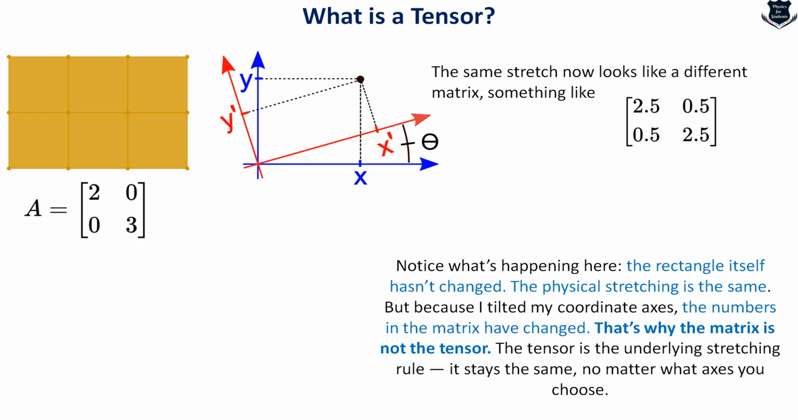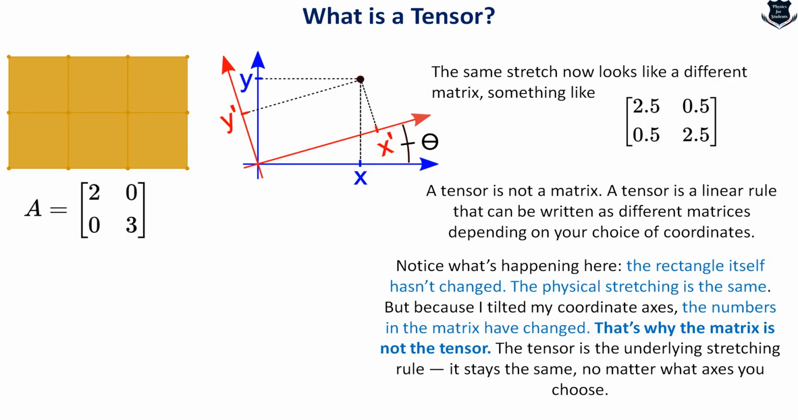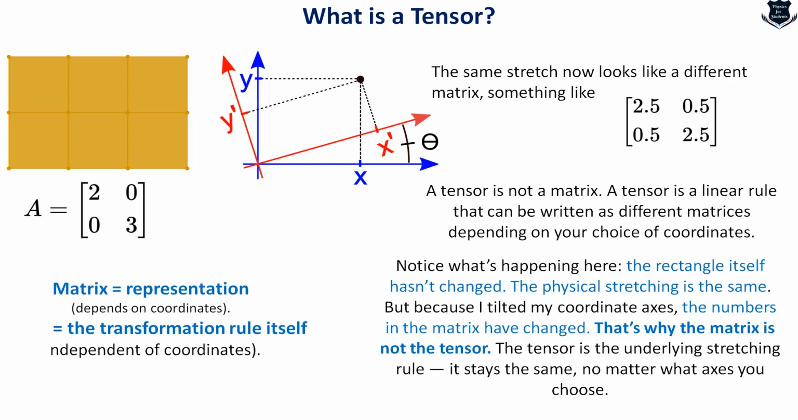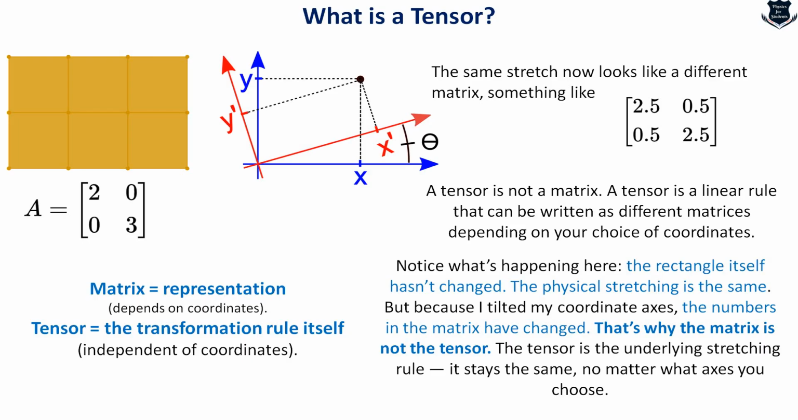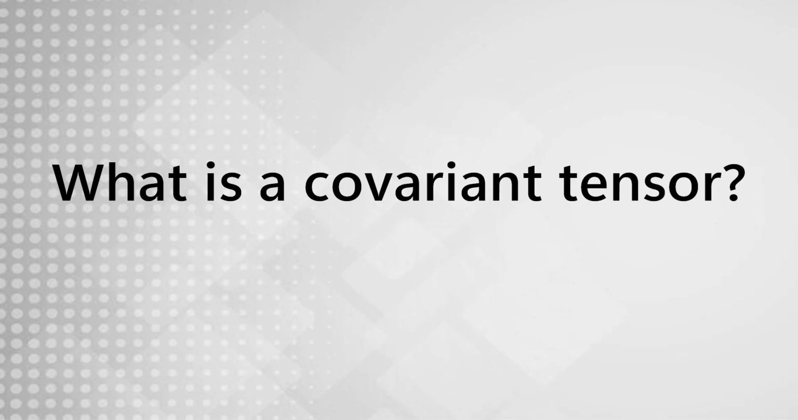So that is why, remember, a matrix is not a tensor. The tensor is basically the underlying rule that tells you how you stretch. So from here we can find that a tensor is not a matrix. A tensor is a linear rule that can be written as different matrices depending on whether we rotate, shear, or whatever we do. So from here we can always tell that a matrix is the representation, which depends on coordinates, and a tensor is basically the transformation rule independent of the coordinates.